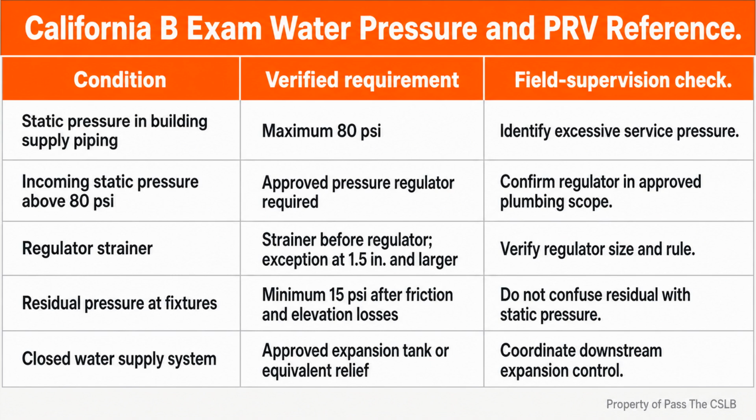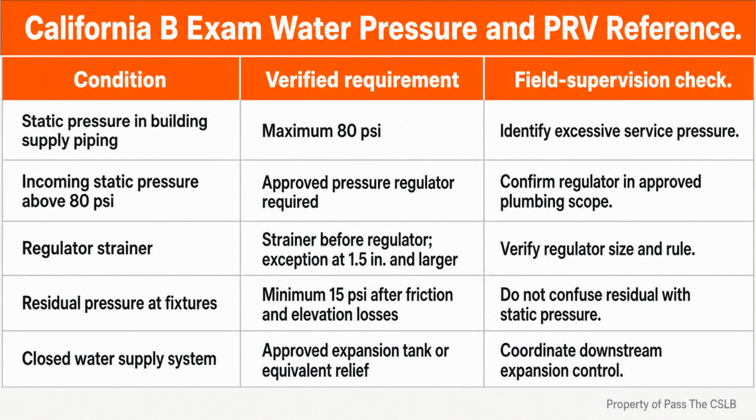First, control excessive incoming pressure. Then ask whether expanded water can move backward toward the supply. If it cannot, coordinate approved thermal expansion control. That is the central supervision habit. A regulator is not the end of the pressure conversation. It changes the boundary of the system.